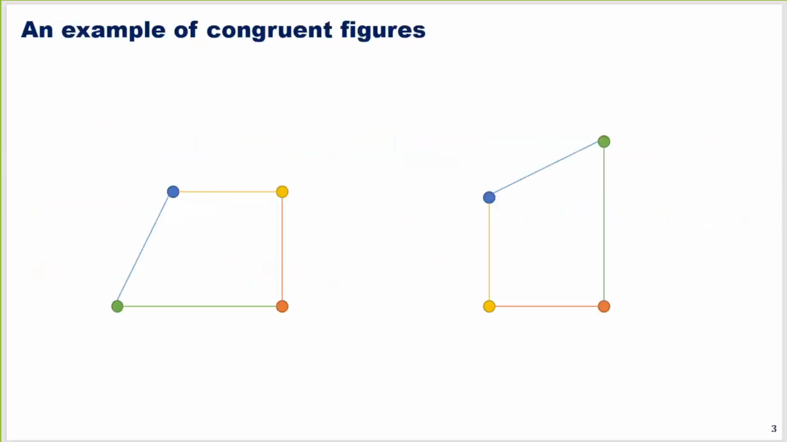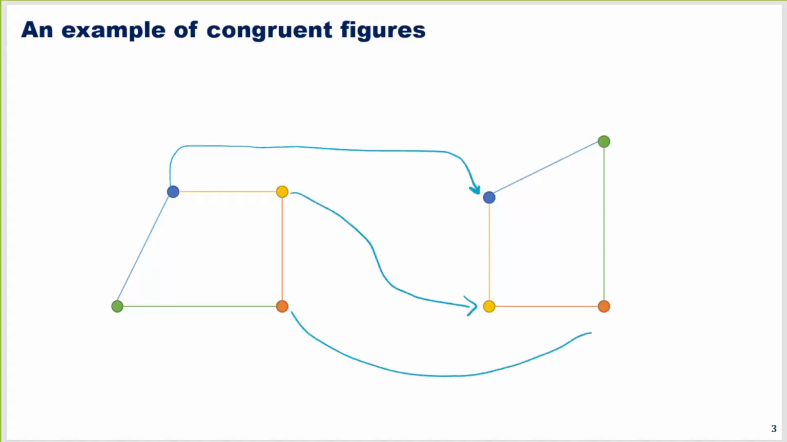For example, this trapezoid is exactly the same as the one on the right, because when you flip, turn, rotate, then translate, one is exactly on top of the other, right? Note that the corresponding points are labeled with the same color here. So this point corresponds with this point, and this point corresponds with that point.